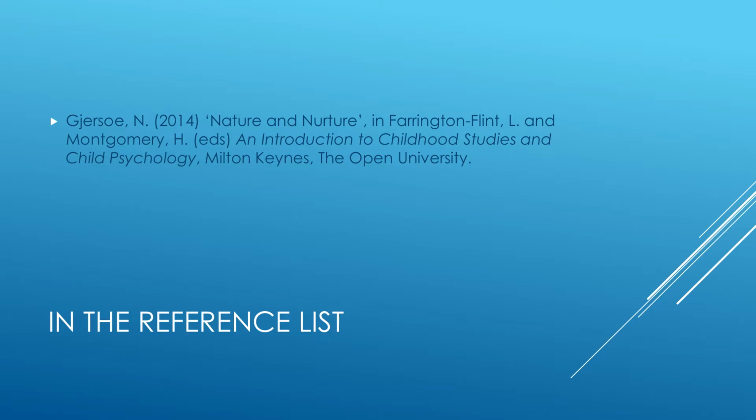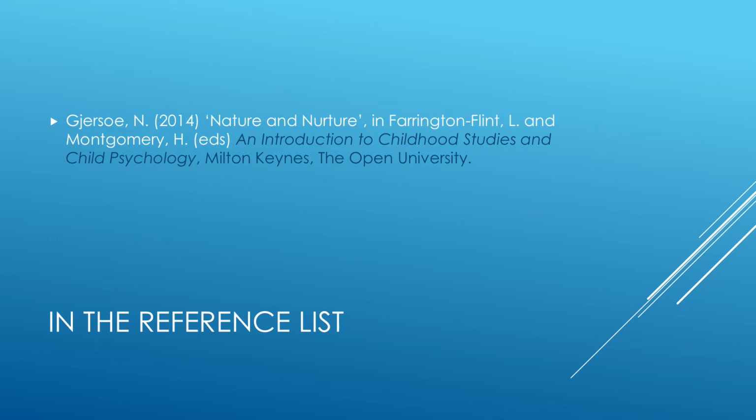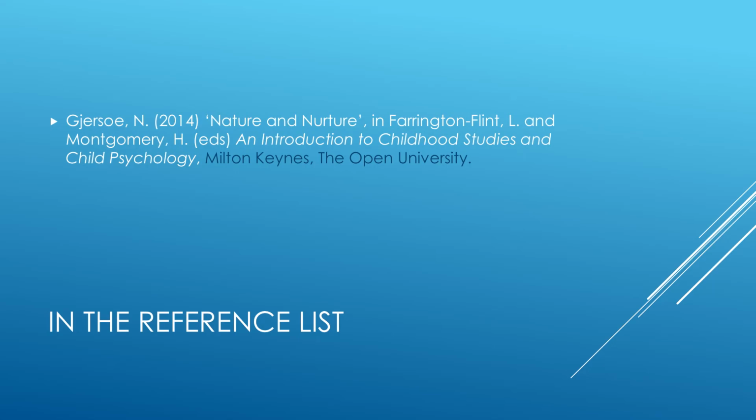And again, here's a reference for a module chapter then. So you read about Pinker in Gurjo's chapter, so let's make sure we reference that correctly. As before, we start with the surname and a comma, and then an initial and a full stop. The publication date, same as before, 2014. Here's the chapter title in those inverted commas with a comma afterwards. Here's where we let the reader know that we found this chapter in an edited book and that these are the editors. Here's the book title, not in inverted commas, in italics. And following that, finally, the place of publication and the name of the publisher.